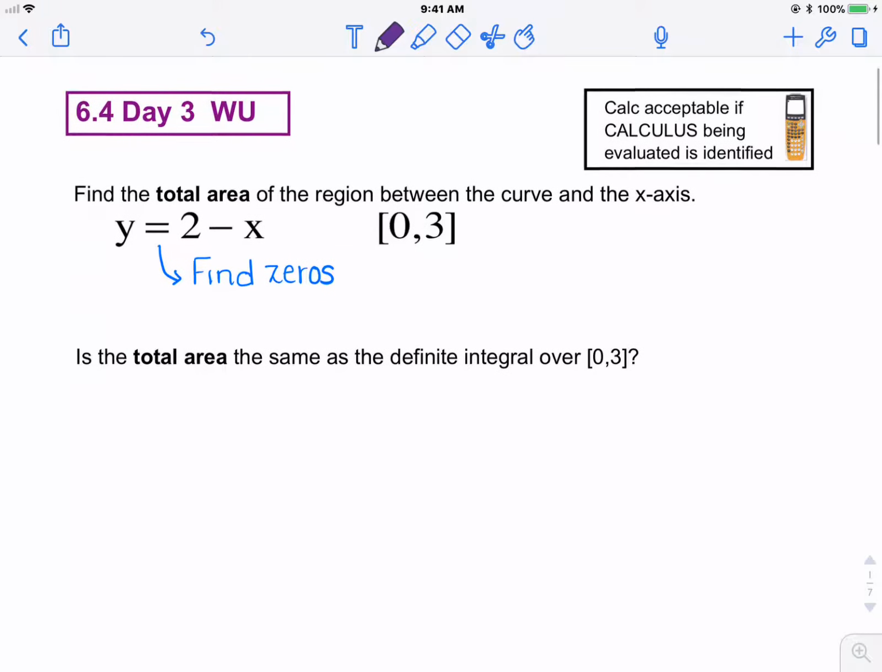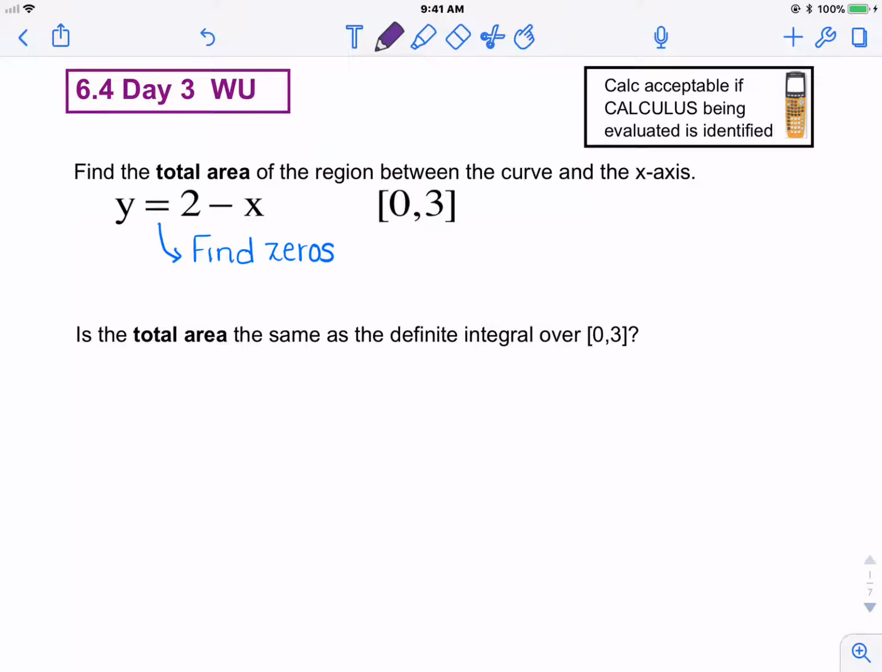So the warm-ups do say that the calculator is acceptable if you demonstrate your calculus first. In other words, write out your integrals and write out those things and kind of go with the idea of what the question's asking to find the multiple different representations so that if you did it without a calculator, you'd be able to do that.